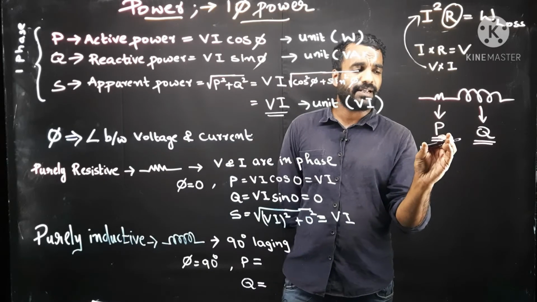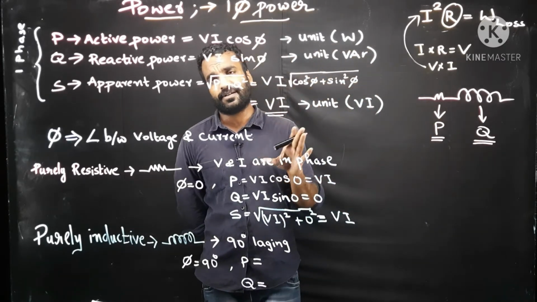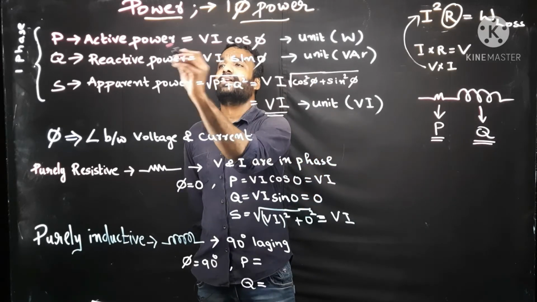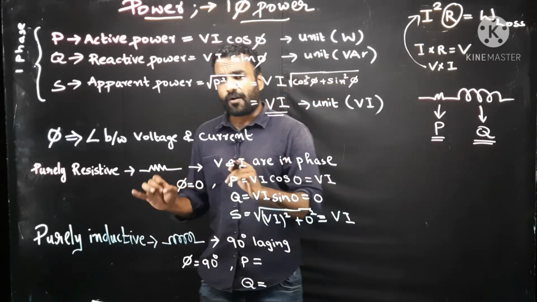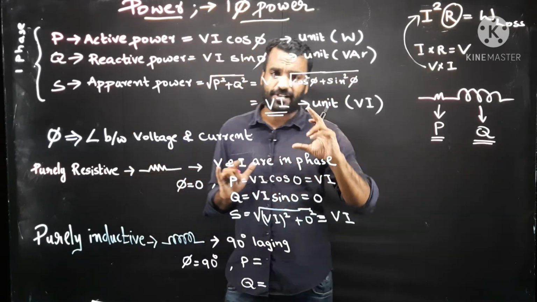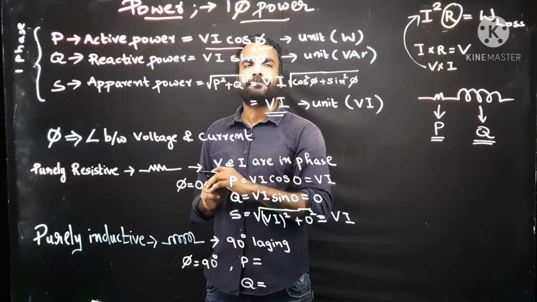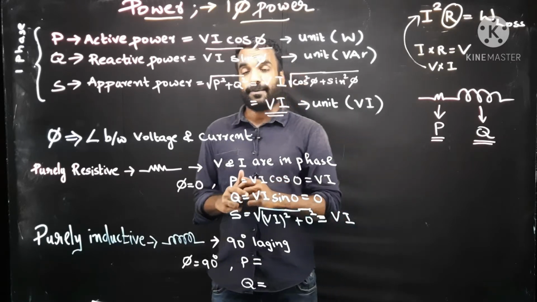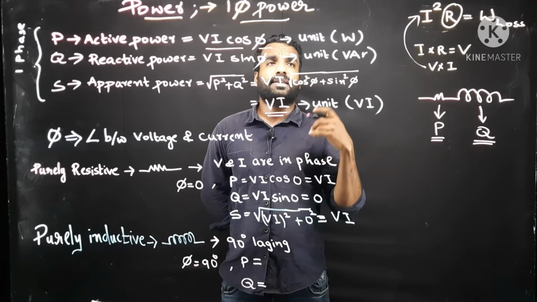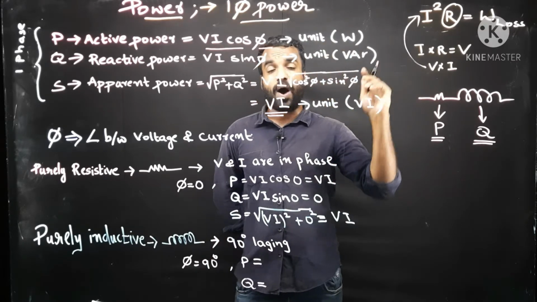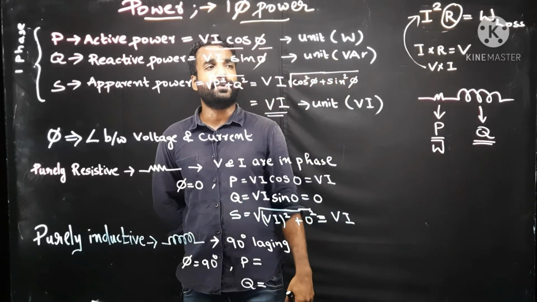We can easily measure this one. If you are using a wattmeter to measure, that wattmeter will show only active power. Reactive power will not be shown by the wattmeter. So you have to note that active power is the measurable power, and that is VI cos phi, the working component or wattful power, and its unit is W, watts. Everybody knows that the unit of power is W, watts.